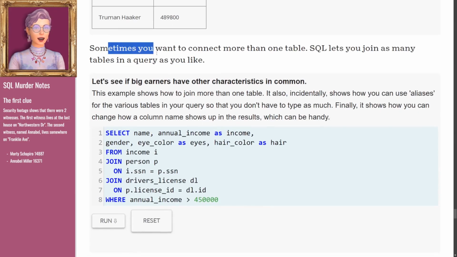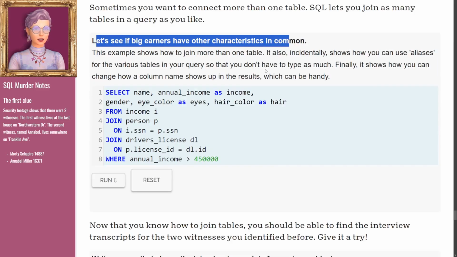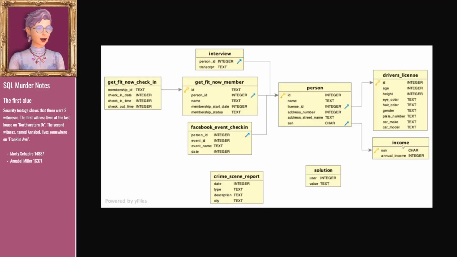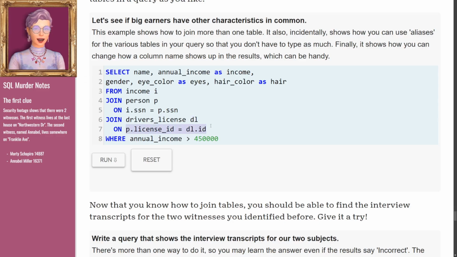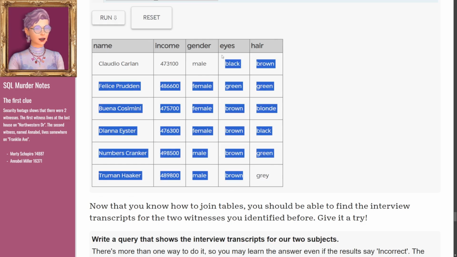Moving on. Sometimes you want to connect more than one table. Okay. Let's see if the big earners have other characteristics in common. Select name, annual income as income, gender, eye colors as eyes, hair color as hair. Oh, we can change how the column name shows up. That's pretty handy. We're going to join income to person on the SSNs, and then we're going to join the driver's license number. Oh, because the driver's license ID is equal to the person license ID. So that's what we're saying here, where the annual income is that. Okay, so now we have more information about all of them. There is a lot of brown eyes in here.